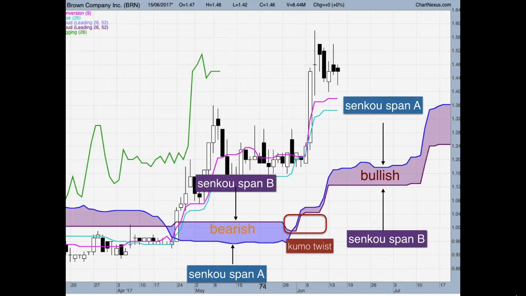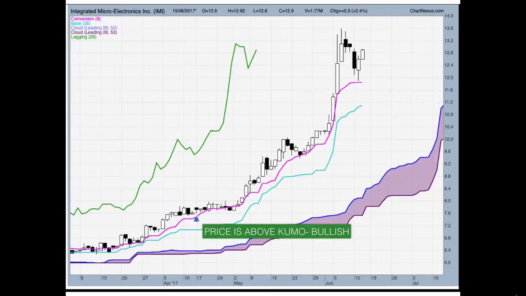Flat Kumo tops and bottoms are strong support and resistance levels. Often, the market comes and bounces off these levels and then goes the opposite way. Every trend starts with a Kumo breakout. IMI made a Kumo breakout and made an uptrend from then.